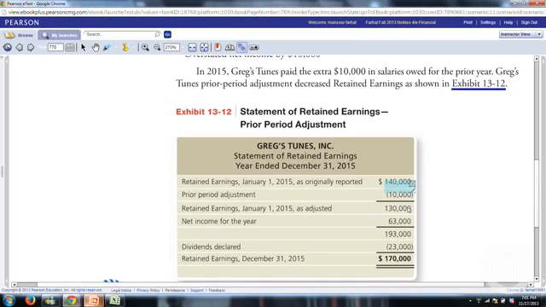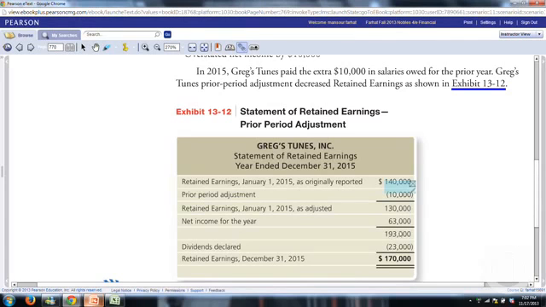How did we fix it? We reduced our retained earning. Sometimes you have to increase your retained earning, depending on the error. In this situation, the error understated expenses. We underreported expenses. Well, if we underreported expenses in the prior year, it means our retained earning was higher because our net income was higher. So to fix the error, we have to reduce our retained earning by the same amount of the error.